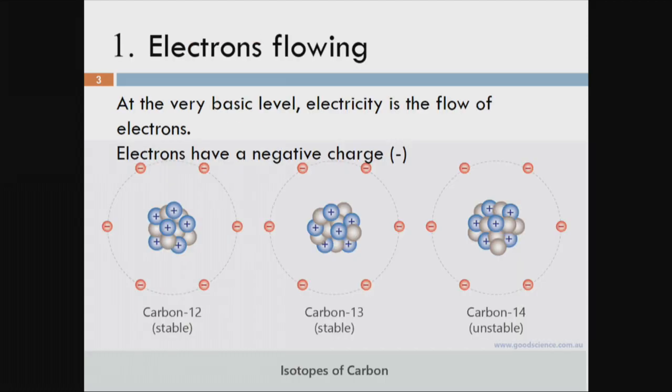So, electrons. Electricity is electrons flowing, right? So basically, if you excite the electrons of an atom to a big enough or high enough level, they're going to be willing to get away from that atom. And then they can flow. And that's how we get electricity.